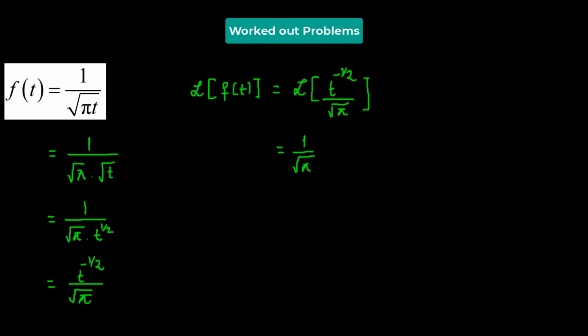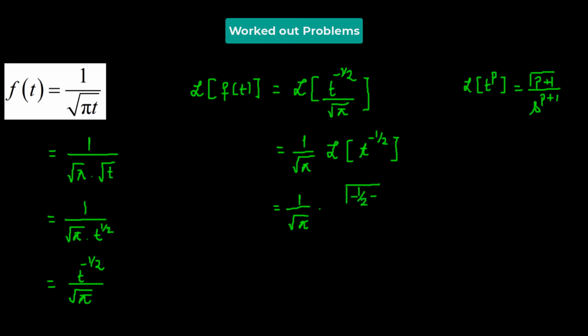So we have 1 over square root of pi times the Laplace transform of t raised to the power negative half. The negative half is a rational number, so here we're going to use the Laplace transform of t raised to the power of p, where p is a rational number. It's given by gamma of p plus 1 divided by s raised to the power of p plus 1. So we have 1 over square root of pi multiplied by gamma of negative half plus 1 divided by s raised to the power negative half plus 1.